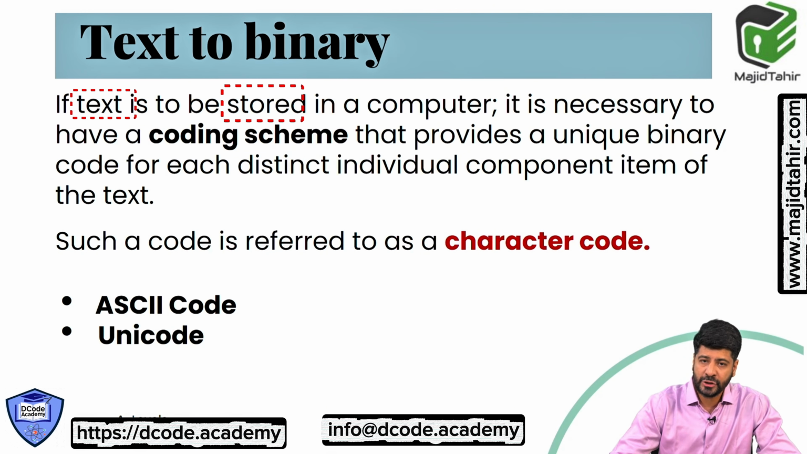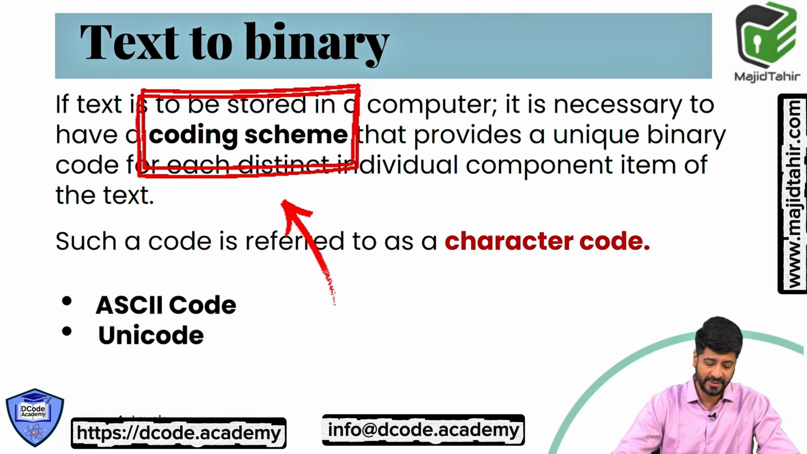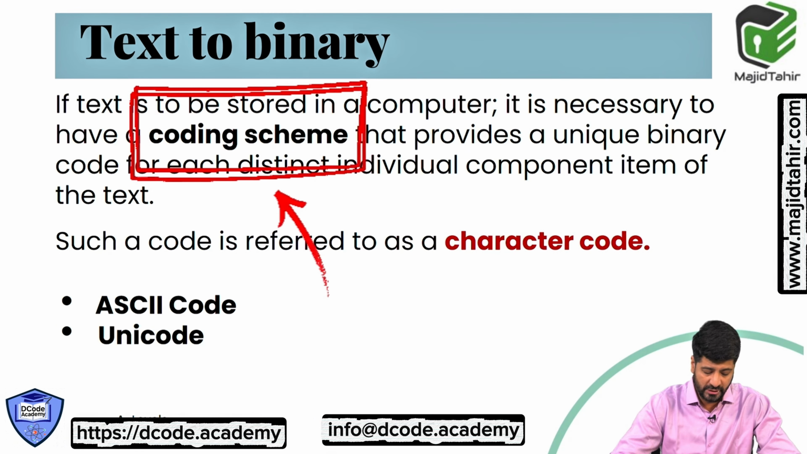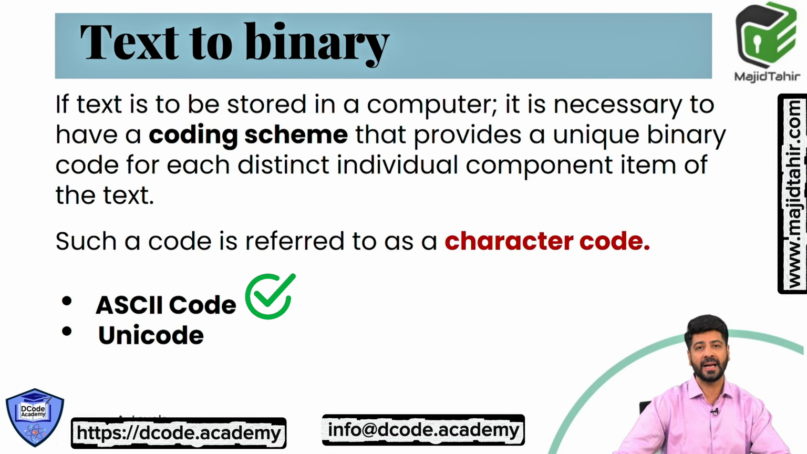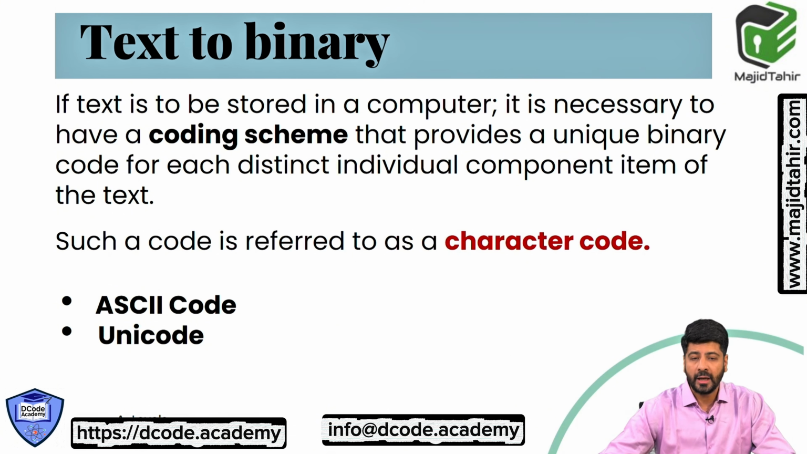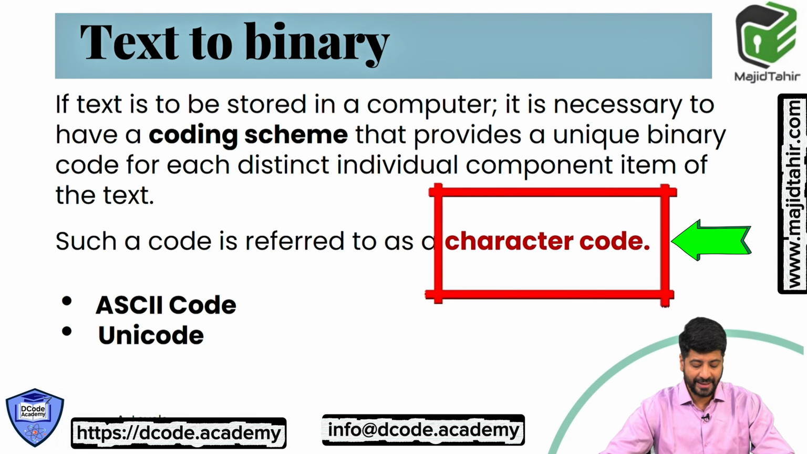When text has to be stored, it is necessary that the computer stores it in binary format. So there are coding schemes that we use. We use two coding schemes, ASCII codes and UNICODE. When we convert a code into binary, we call it a character code.